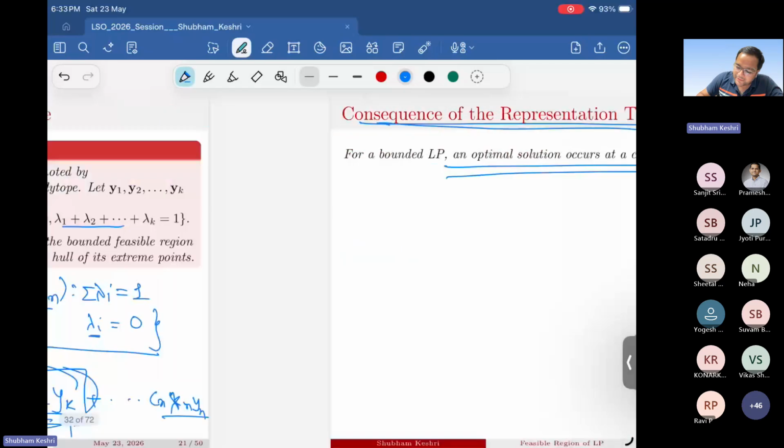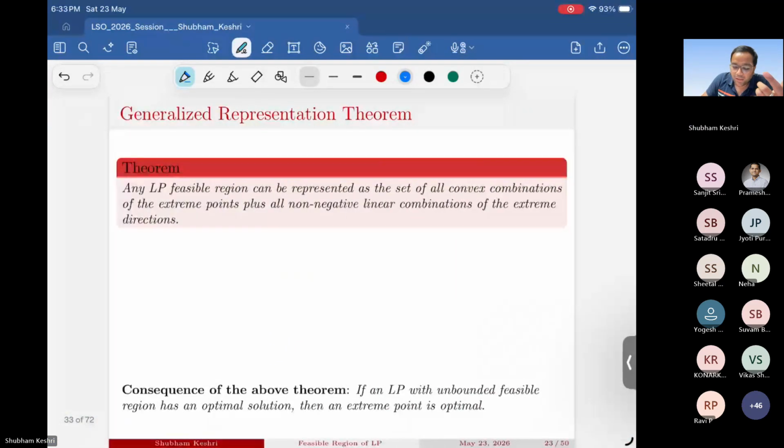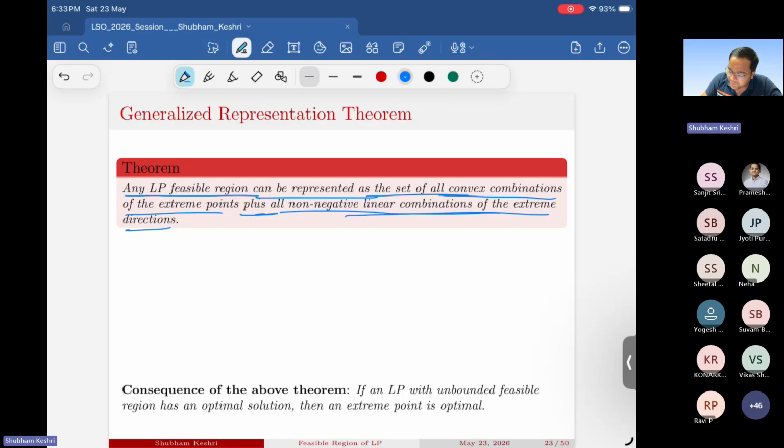Okay, so this representation theorem is for a polytope, but it can be written for a polyhedron as well. So it says that any point in the region can be represented as a convex combination of the extreme points plus a non-negative linear combination of extreme directions. I'm not going into this detail because Professor Sachin will, I think, touch upon the details of non-negative linear combinations of extreme directions. But just understand that we have a similar representation theorem for an unbounded region of an LP.